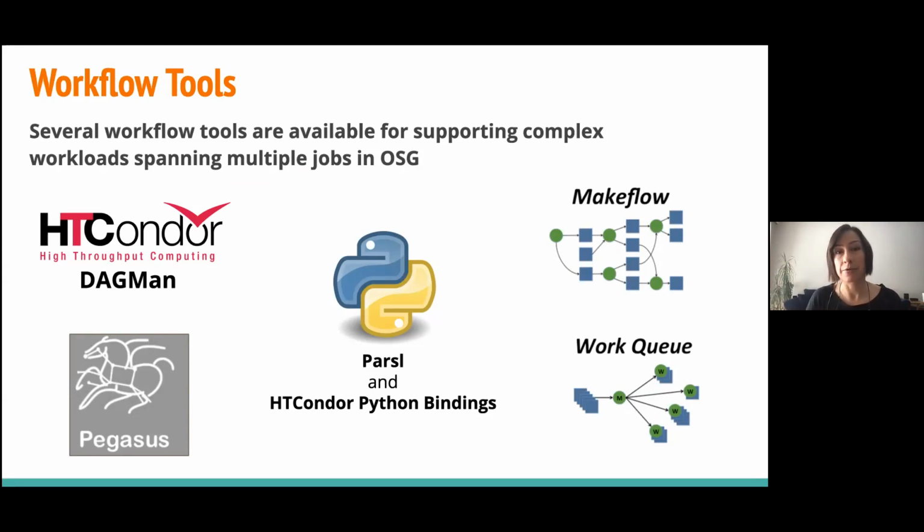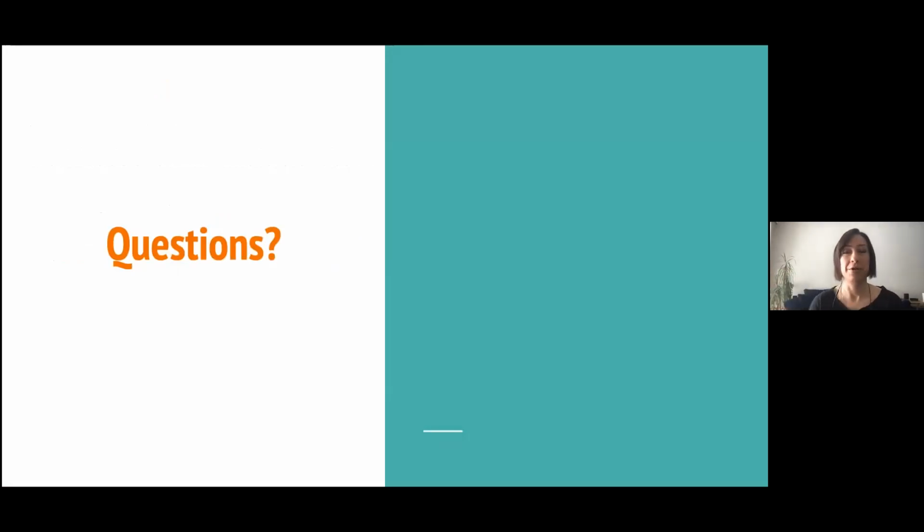Pegasus is another tool that's pretty commonly used within Open Science Grid. It builds off of DAGman and provides some additional functionality on top of that. There are two other make syntax-like workflow tools known as Makeflow and WorkQueue, which are also available. And then within Python, there's the Parcel parallel computing toolbox. And then on top of that, the HTCondor Python bindings are available for streamlining the interaction between HTCondor and Python work that you may have. And so I'll take any questions.